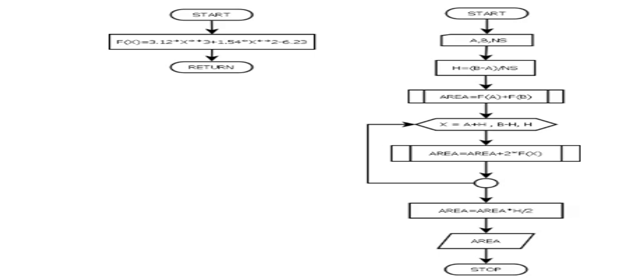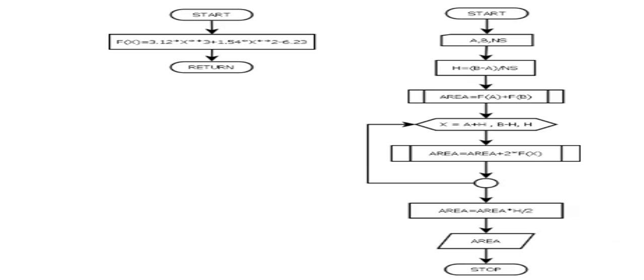So assuming this as the given data and the given equation. For example, here the given equation is y is equal to 3.12 x cube plus 1.54 x square minus 6.23. If we want to calculate area under the curve using this equation, within the limits a to b using these many number of strips, then this is the flowchart. This flowchart shows a function, and this is the flowchart for main program.